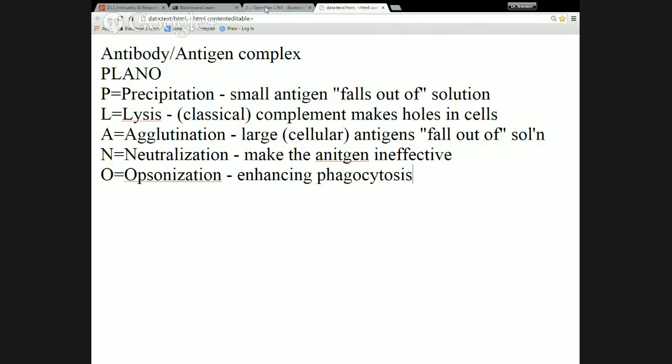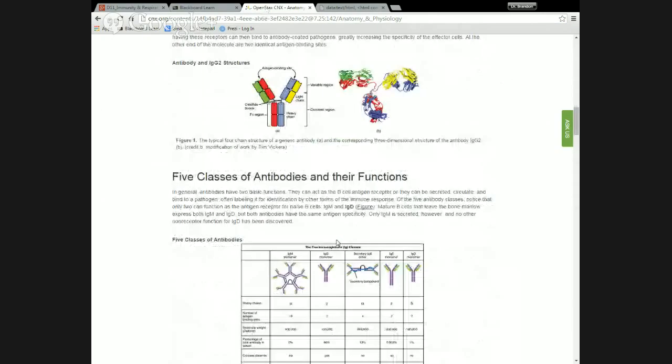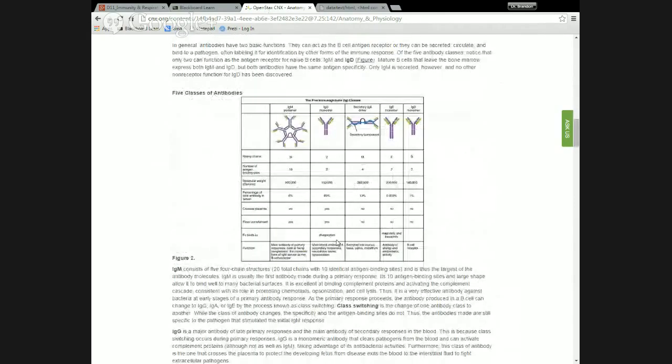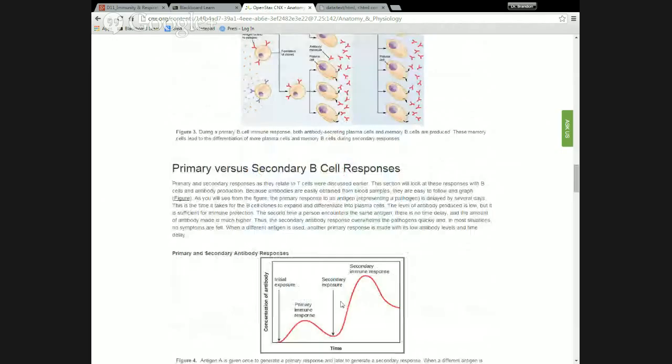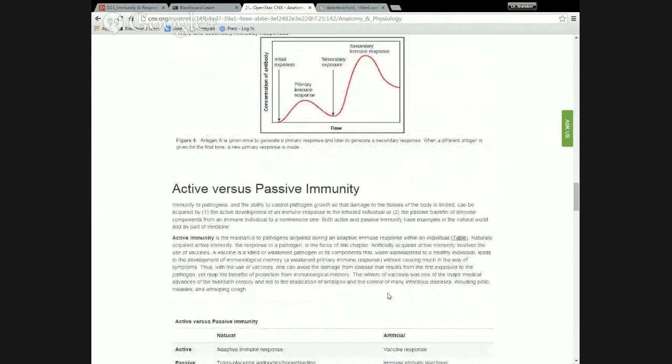Okay. So, like I said, that's not exactly laid out so clearly in this section here. They concentrate more on what antibodies are, their structure, the different types, which is all fine. And then they go into how B cells are activated and their clonal selection, meaning the ones that are activated make copies of themselves, which become plasma cells. And then they go into the primary and secondary response stuff. And then on to active and passive immunity, which I talked about a while back.